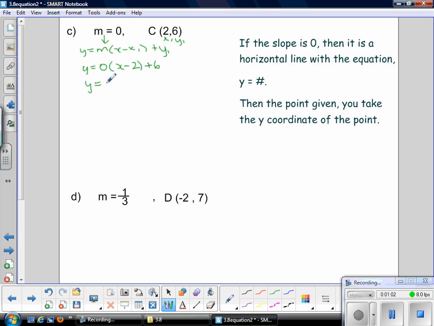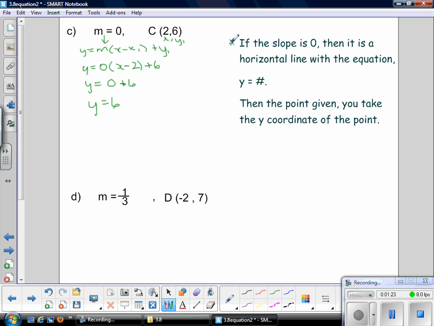0 times anything equals 0, right? Because it'd be 0 x's, and 0 times negative 2 is also 0. So what I end up finally is y equals 6. So in this case, you don't even see an x in the equation. And that is because of this. It's one of the special ones.